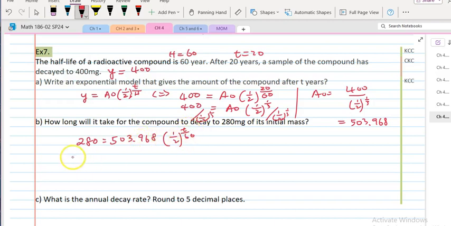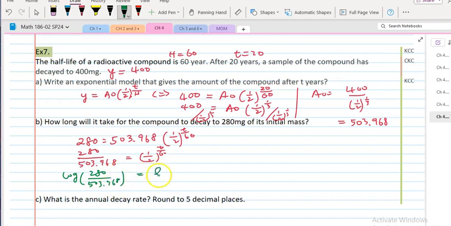So we find t now, so we have to divide by 503.968. 280 divided by 503.968 is equal to 1/2 to the power t over 60. We will do log. Log of this, 280 over 503.968 equal to log, because it's not base e, of 1/2 to the power t over 60. So the t over 60 can move out.